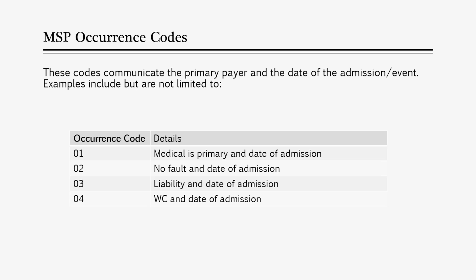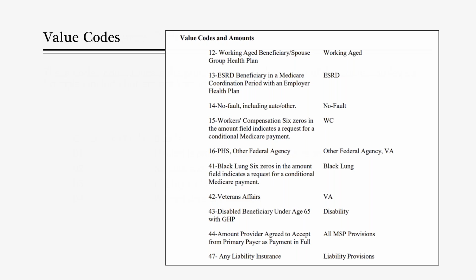Why was this claim created? Why is this an MSP claim? And so this gives you occurrence codes, gives more information about the event that triggered the claim. And then actually, this is from that MSP manual, actually goes through and tells you which value codes are valid and what the situation is that applies to them. Again, we could do a whole webinar on this, but I just wanted to introduce you to these resources.